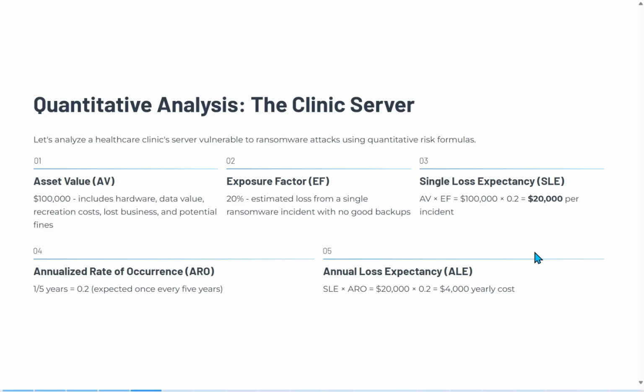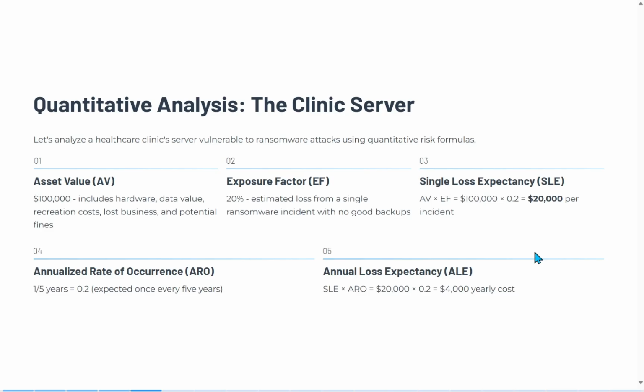Do you guys remember this formula from last time? The single loss expectancy, the annual rate of occurrence, and the annual loss expectancy. If you can go back to the slide I taught you guys last time, you will remember. So I think this is my first time I've seen this. Probably I was absent from class that day. The formula is there. Okay, continue.